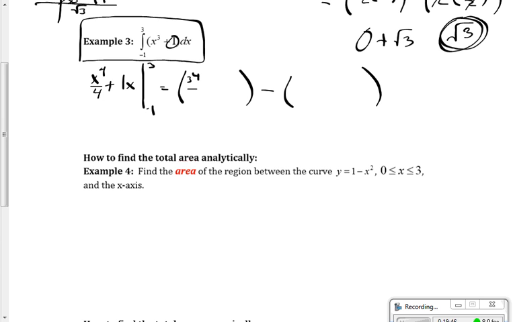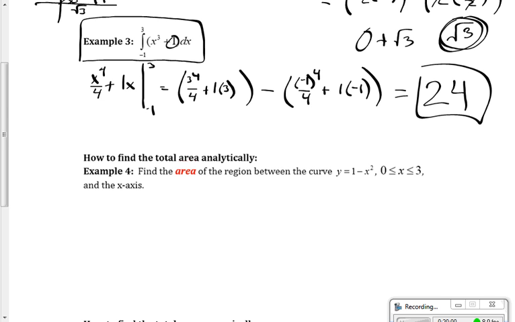So this would be 3 to the 4th over 4 plus 1 times 3. This is negative 1 to the 4th over 4 plus 1 times negative 1. And I think I'm going to leave the arithmetic to you at this point, but 24 is the appropriate value. Okay? If you're still working on this and you're getting 20, you're ignoring the 1, and you're really just using x to the 4th over 4 as the antiderivative, but you need the plus 1x. We'll talk about that again here in a minute.